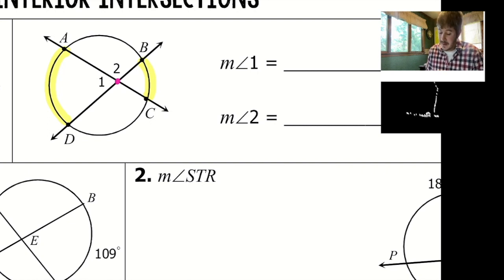But we can find it by taking the intercepted arcs, and basically the other side, its vertical angle, on the other side, we can add them together.